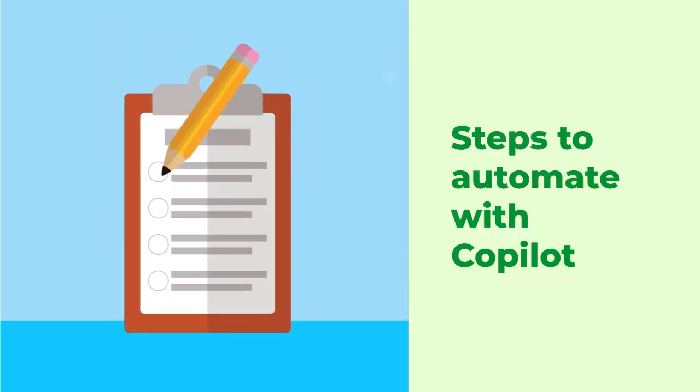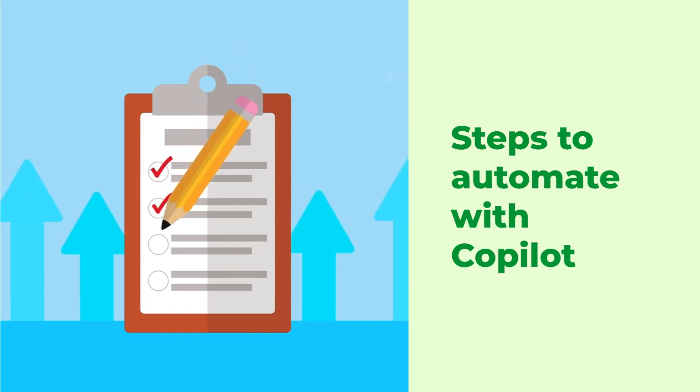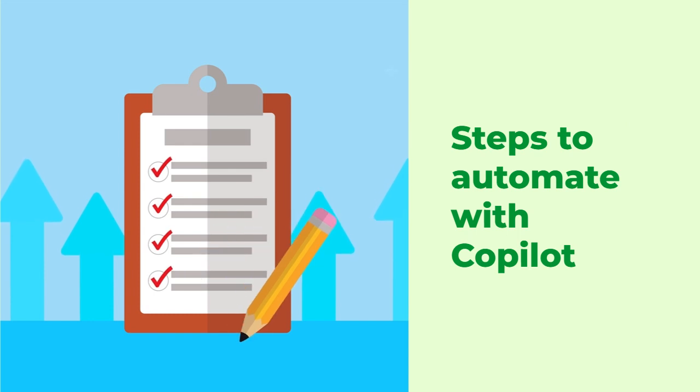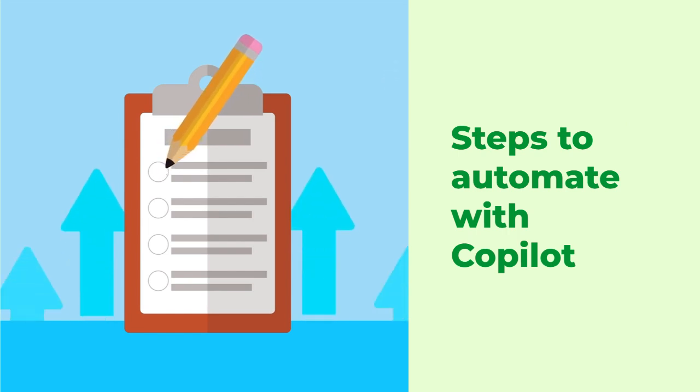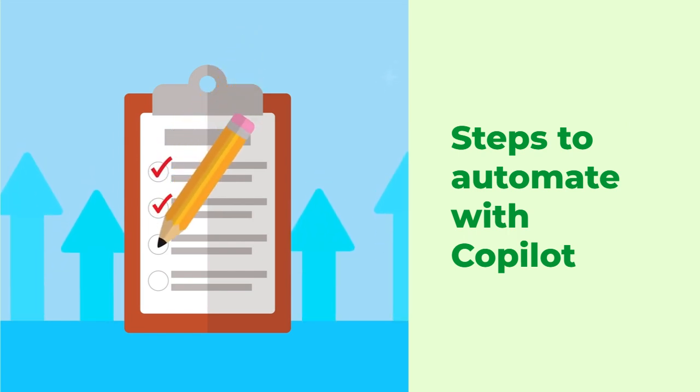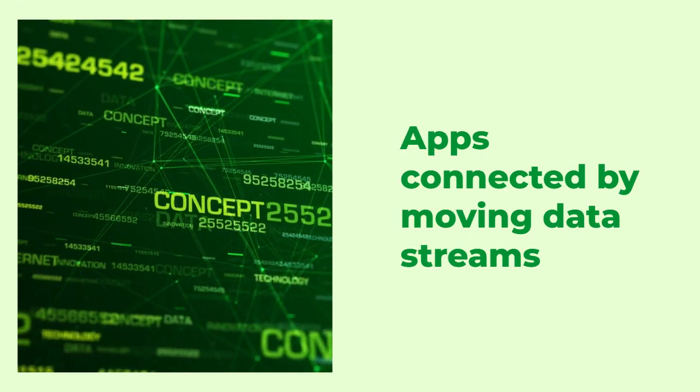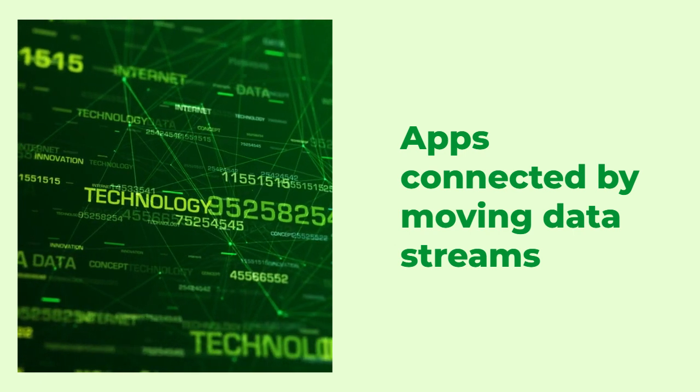To automate, follow these steps. Identify your repeated task. Collect the source information: meeting notes, emails, project updates. Write a clear prompt. What do you want Copilot to create? Ask Copilot for structure. Let it organize the information, review the output, adjust for accuracy, and convert results into an email, document, or presentation. Picture Word, Outlook, Teams, and Planner, all connected by dynamic, moving data streams.